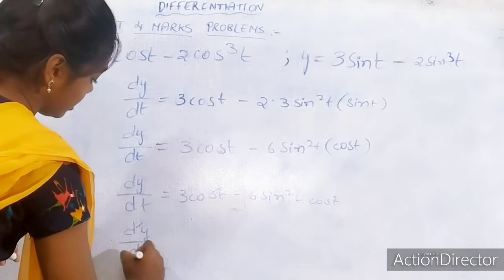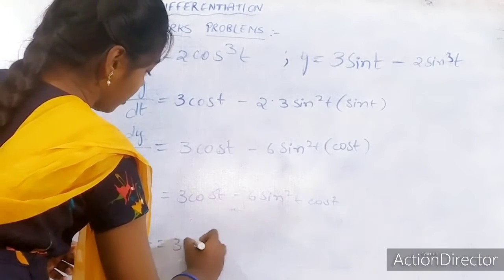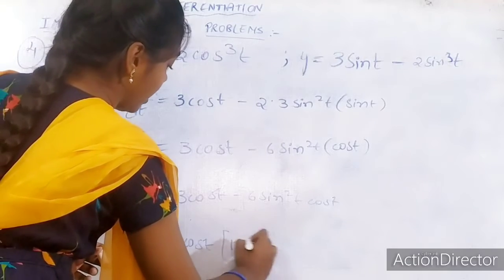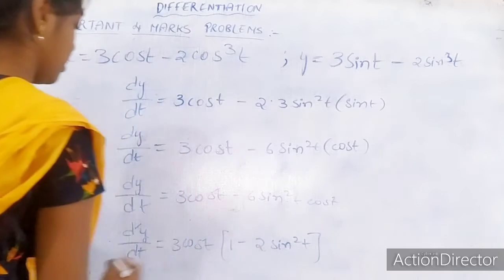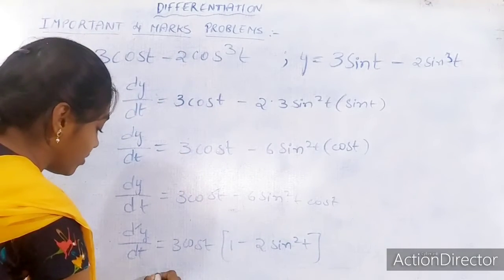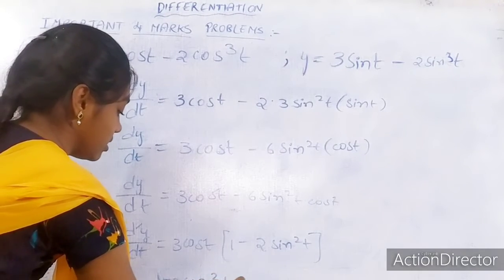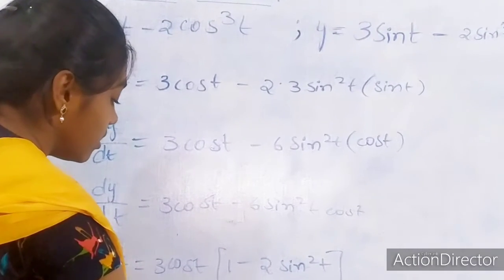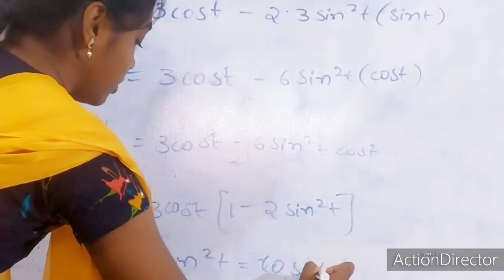dy by dt is equal to, we will take common 3 cos t, that is 1 minus 2 sin square t. We have one formula, 1 minus 2 sin square t is equal to cos 2t.